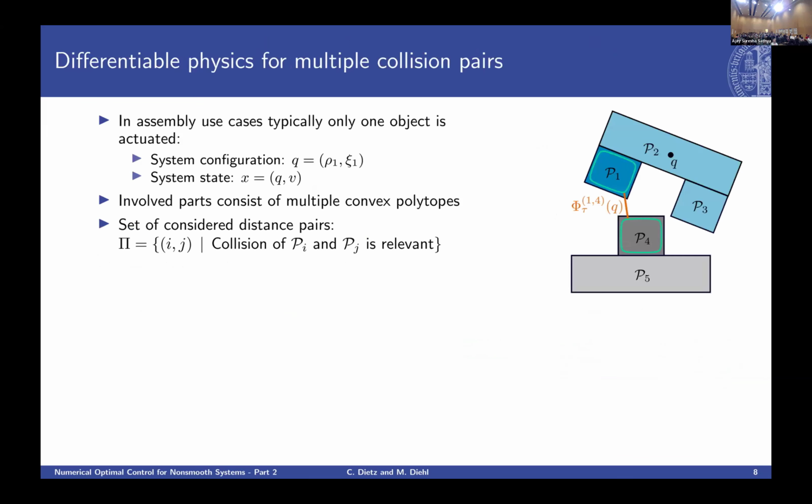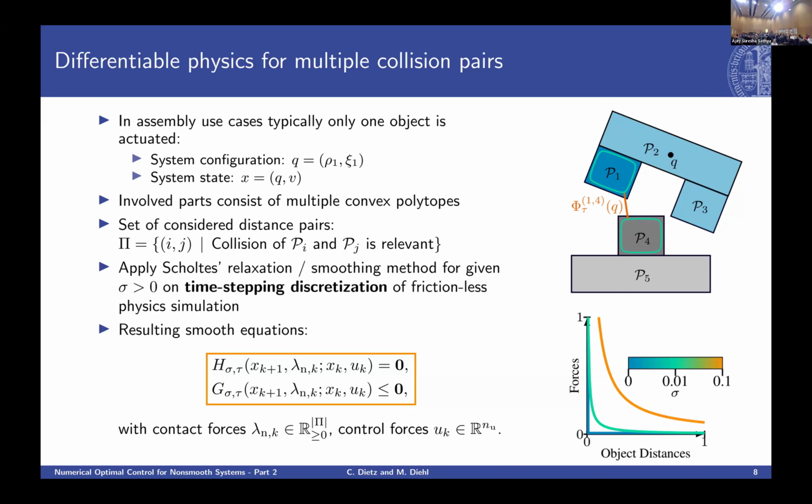Okay, so now we have differentiable collision detection, and we can formulate physics simulation equations. So the case for assembly problems we look at is one object is actuated, the other does not have any degrees of freedom, and both objects can consist of multiple convex polytopes. And then for each pair of convex polytopes, we can compute the smooth signed distance. And having all these smooth distances, we can formulate a time-stepping simulation method for contact physics, which is a standard formulation we use here, so I'm not going into it in depth.